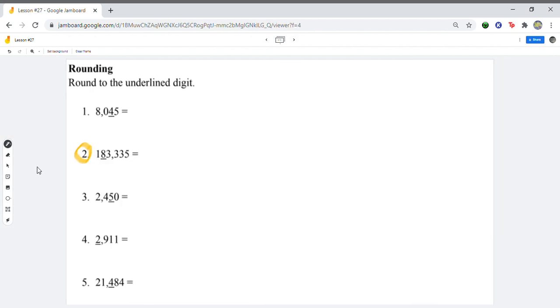Now the last section we're going to go over is how to round, and we're going to round to the underlined digit. So we are going to just go over number 2 over here. It says 183,335. I'm going to write it big over here. And we know that the underlined digit is 8. This over here. So we have our underlined digit over here.